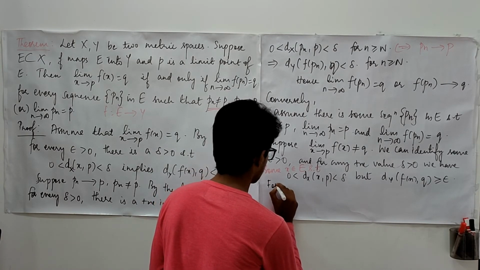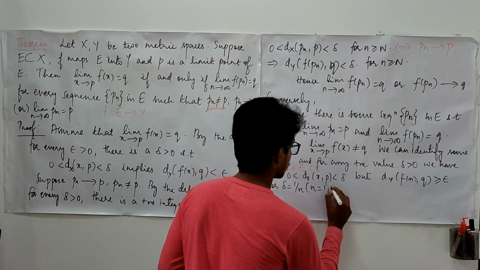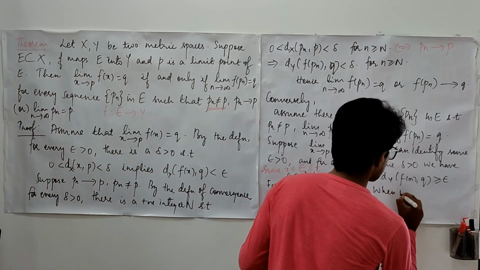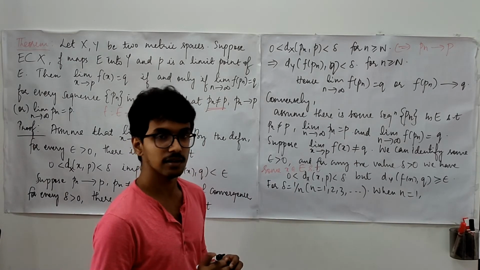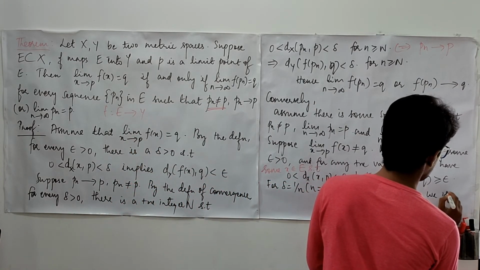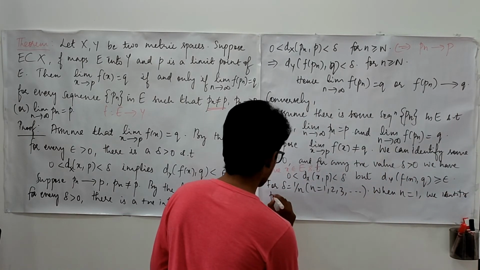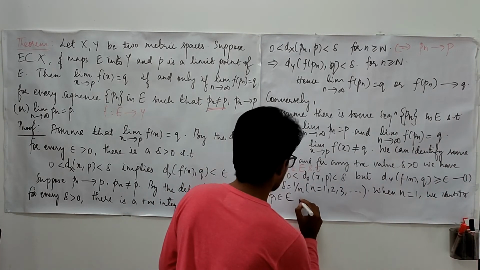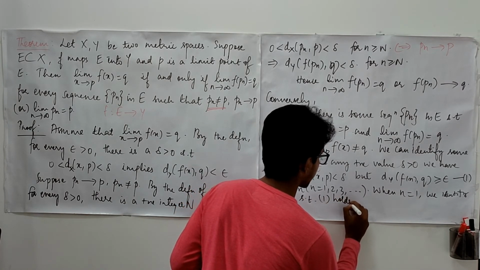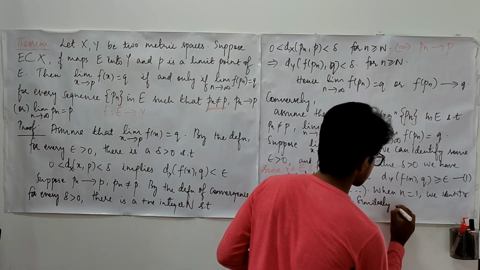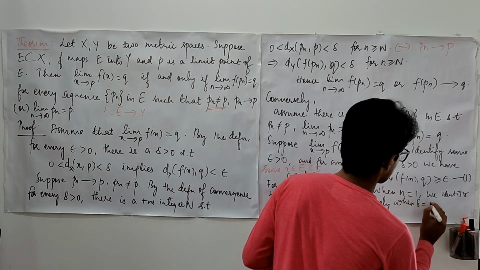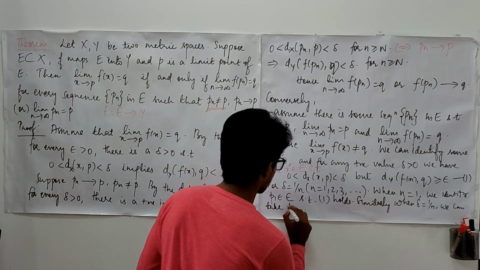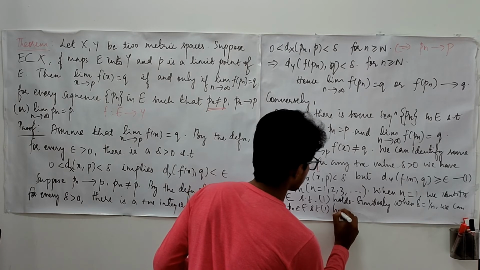Okay, for delta, let us choose delta to be 1 upon n. So when n is 1, you get some x in E, right? So when n is 1, we identify P1 in E, let us call this equation 1, such that 1 holds. Similarly, when delta is 1 upon n, we can take Pn in E such that 1 holds.